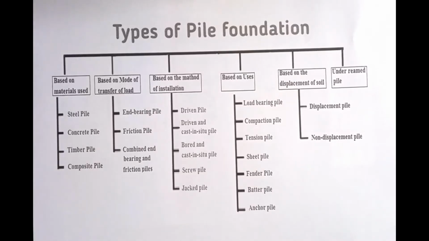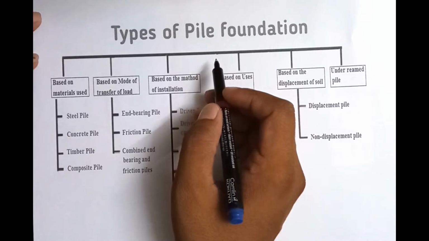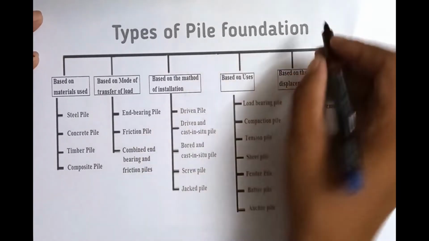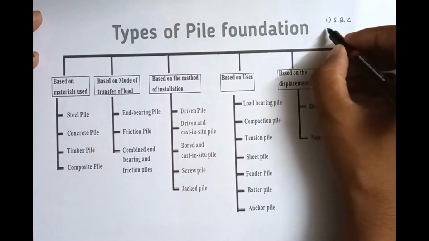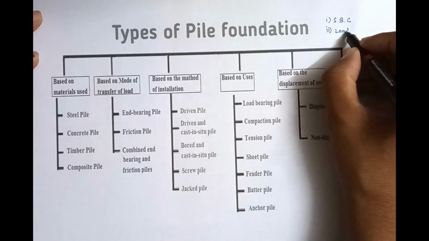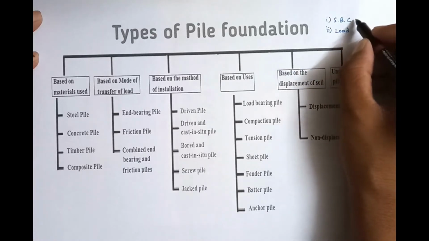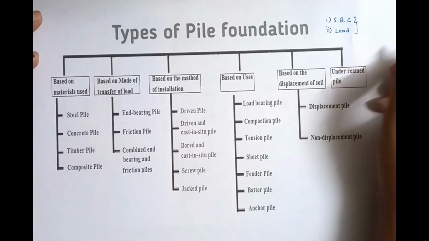Hello friends, today we're going to see the types of pile foundation. The pile foundation is one of the deep foundations. Where the bearing capacity of the soil is very low and the load of the structure is high, we go for pile foundations. The pile foundation will transmit the load to the deep soil where the hard strata is there.